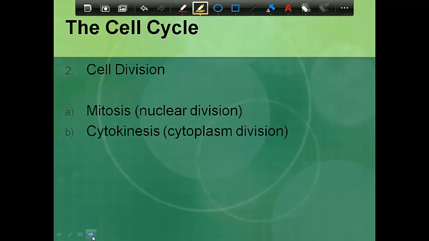Cyto refers to the cell. Okay? Kinesis means to cut. So this literally means we're going to cut the cell in half. So once we've got the nuclear material, the DNA, divided up, then we're going to cut the cell in half so that all the stuff in the cytoplasm can also be divided up.